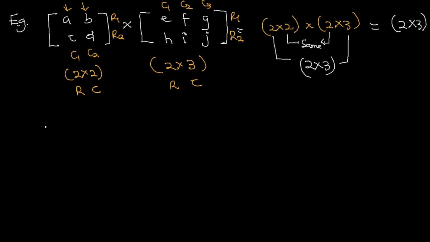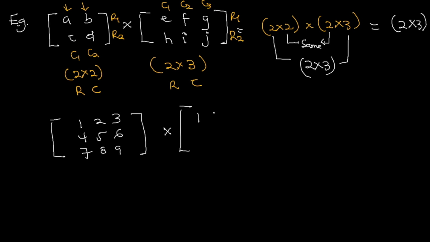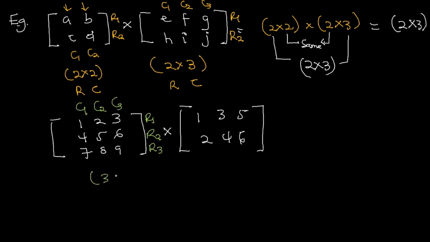Now assuming we have another matrix of the form 1, 2, 3, 4, 5, 6, 7, 8, and 9, and we are multiplying it by a matrix of the form 1, 3, 5, 2, 4, and 6. First of all, let's identify the orders of these matrices. This matrix has, from left to right, row 1, row 2, and row 3, and column 1, column 2, and column 3. So this is a 3 by 3 matrix.